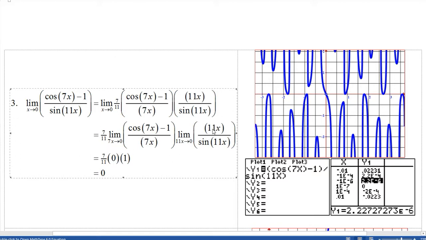And then this one we want it to be, pick a letter, u over sine of u, where the u goes to 0. Notice as x goes to 0, 11x, or u, goes to 0. So this goes to 1. And of course, since it has a factor of 0 in here, it doesn't matter what the rest of it is, we multiply all that together, we get 0.